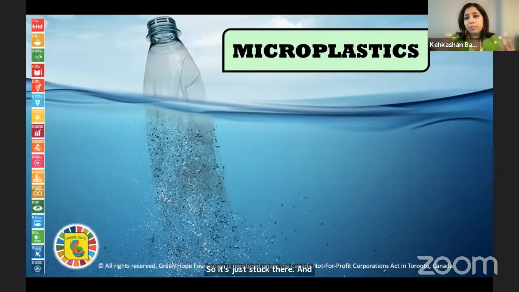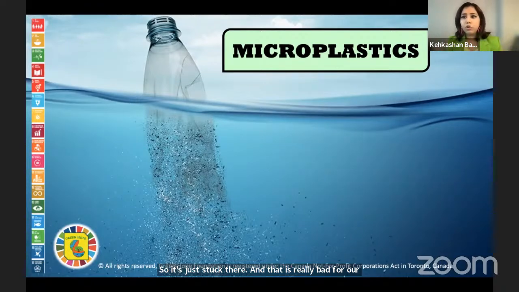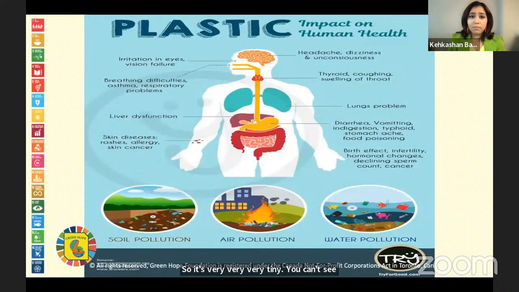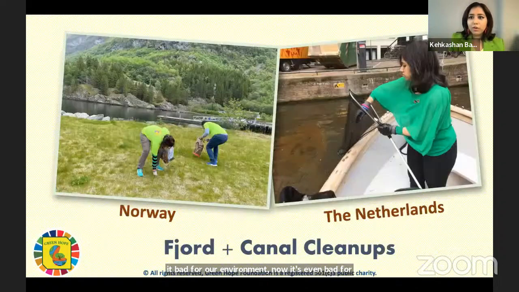And all of this plastic often breaks down into our oceans and into our soils. It's called microplastics. It's very, very tiny. You can't see them. And even with plastic bottles, what happens is that this goes into our fish, it goes into the plants through the soil, and eventually it ends up in our bodies. And so you have all of these issues that come up from plastic being found in our food. And that is obviously really, really bad. So not only is it bad for our environment, now it's even bad for us. And that is one of the main reasons why it's so important to work to help solve these issues.